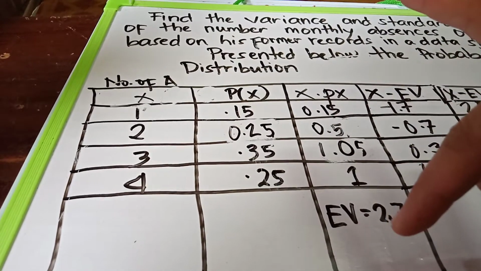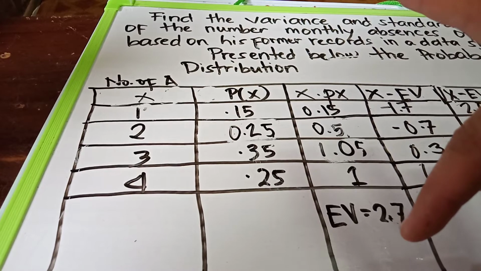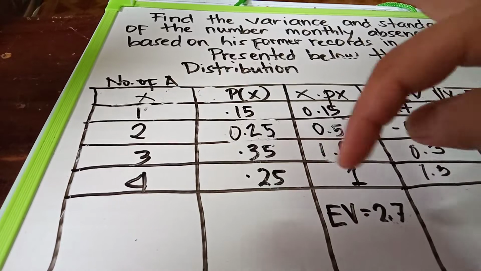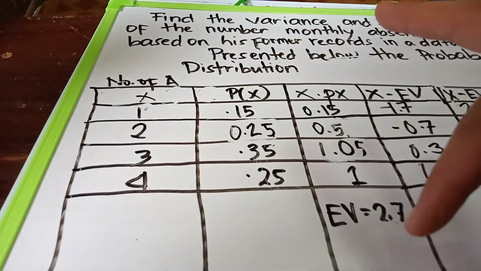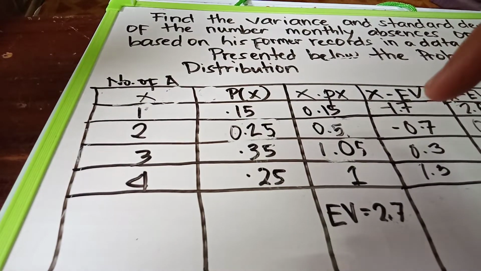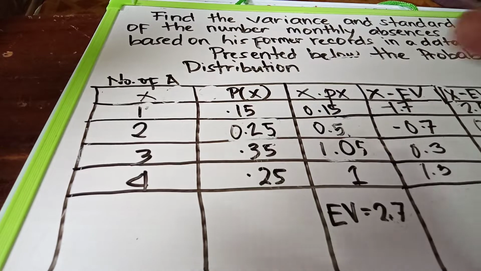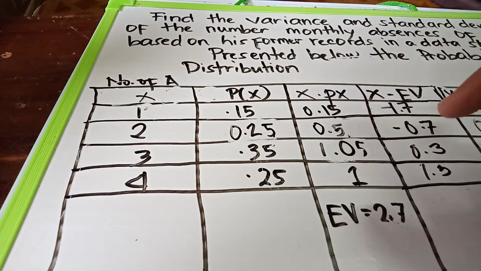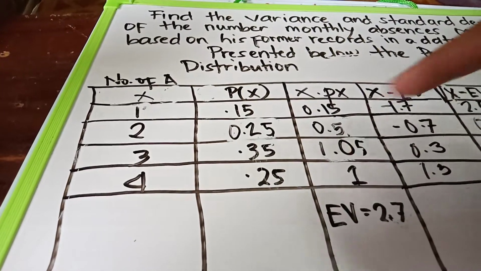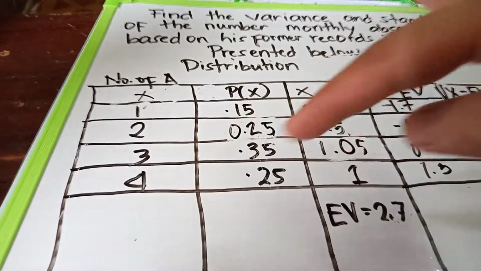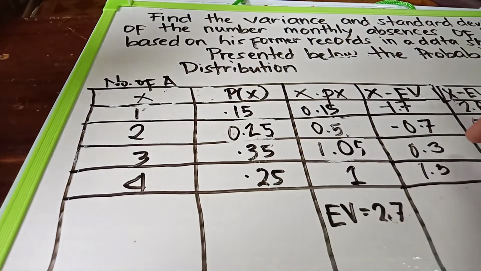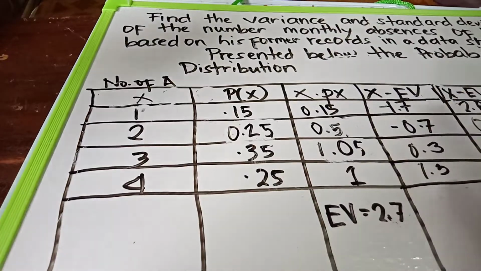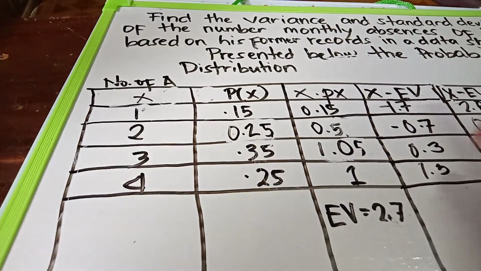With 2.7, how do we get x minus the expected value? We have 1 minus 2.7, the answer is negative 1.7. 2 minus 2.7, the answer is negative 0.7. Then 3 minus 2.7, we have 0.3. And then 4 minus 2.7, the answer is 1.3.